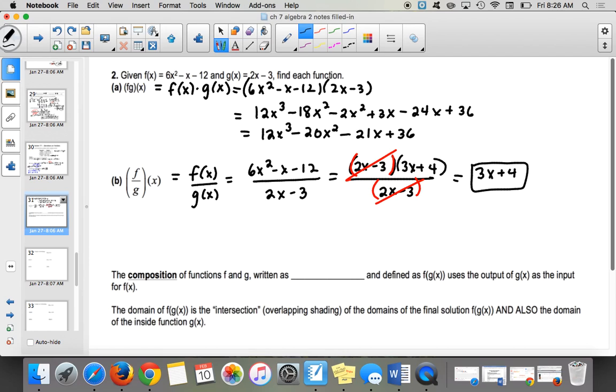Okay, so that's not always going to happen. Like f divided by g, right? That was just a coincidence that those reduced, but we should always look for it. So you should always factor the top to see if it reduces out at the bottom. Okay? All right, so now on to the newer stuff.